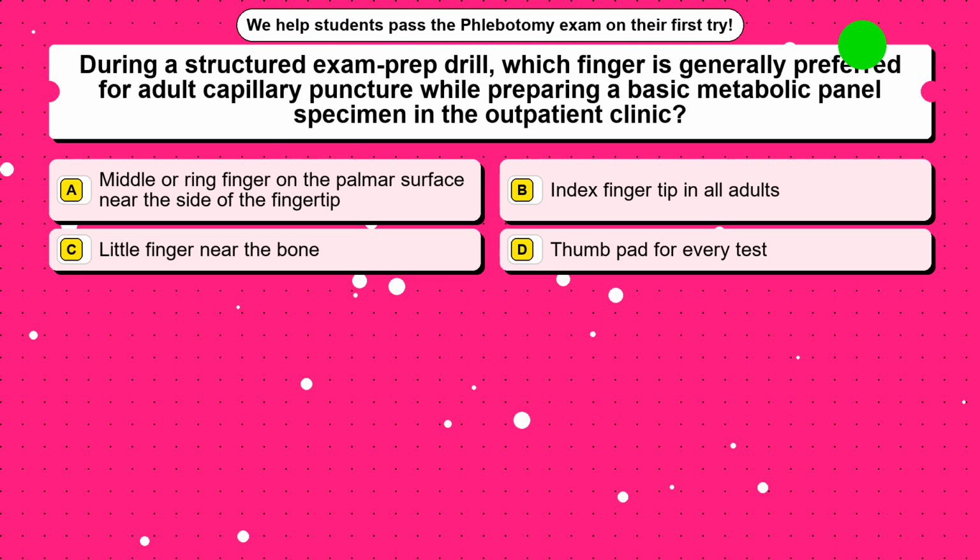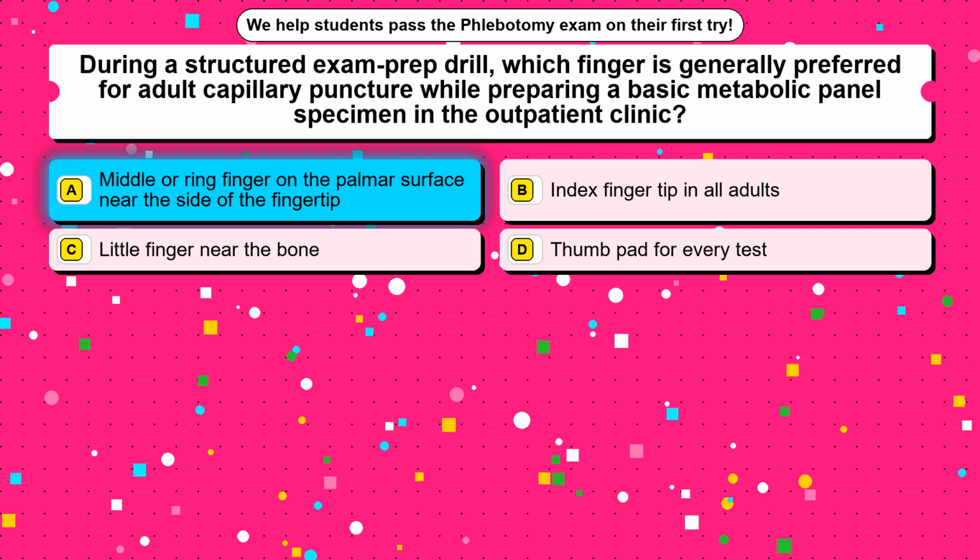Question 58. During a structured exam prep drill, which finger is generally preferred for adult capillary puncture while preparing a basic metabolic panel specimen in the outpatient clinic? Option A. Middle or ring finger on the palmar surface near the side of the fingertip. Option B. Index fingertip in all adults. Option C. Little finger near the bone. Option D. Thumb pad for every test.